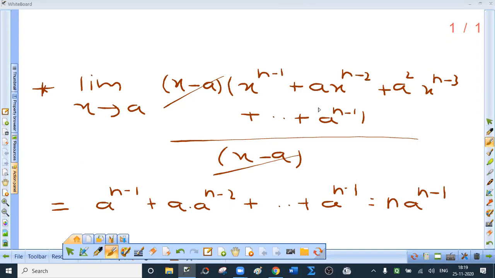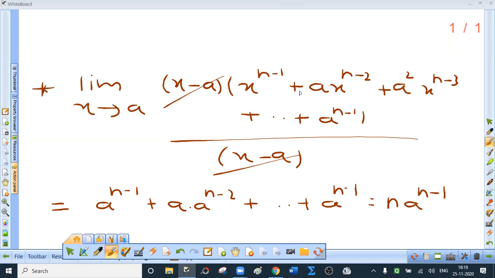You also try to find out this. Can I cancel x minus a? Yes, I can, provided I write the reason. X only tends to a, x is not equal to a. Now I'm in a position to evaluate the limit. To evaluate the limit means to replace every x by its limiting value, which is a.